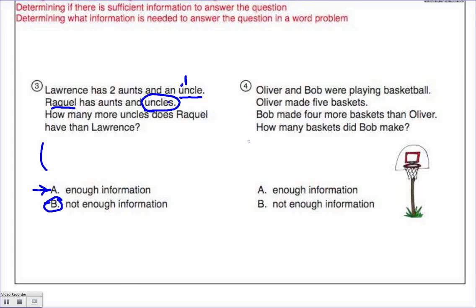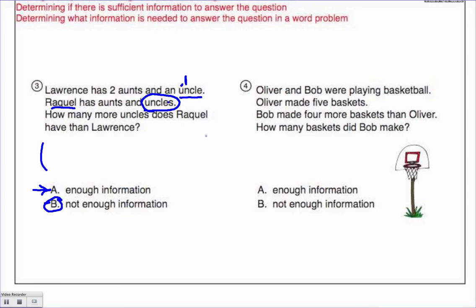All right, so you're going to do number 4. Remember, if it does give you enough information, show the work right here, the addition, subtraction, multiplication, division problem. That is the way that you would actually solve the problem. And if there's not enough information, then you'd circle B. So pause the video now, turn it back on when you're ready to see the solution.